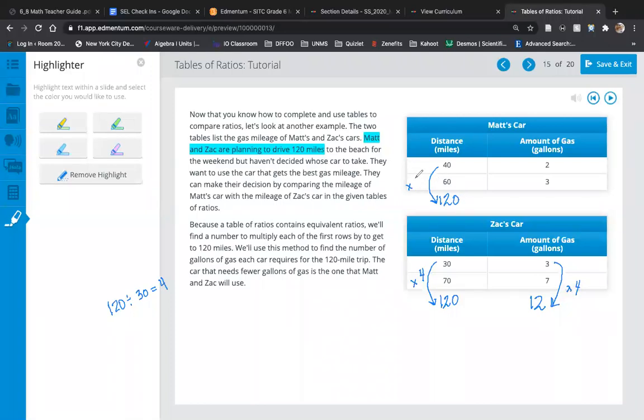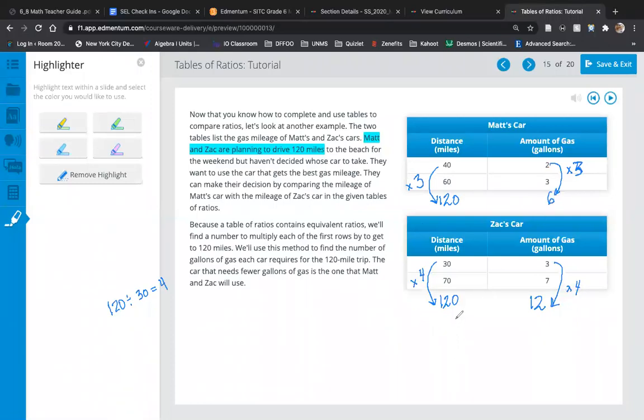4 times 3 is what it's going to end up being. 40 times 3 gives you 120. So again, I also need to scale this side up here. So I multiply this here by 3. 2 times 3 is going to end up giving me 6.